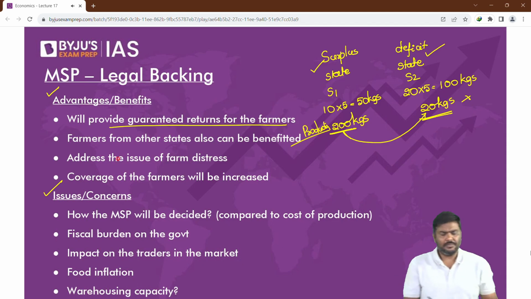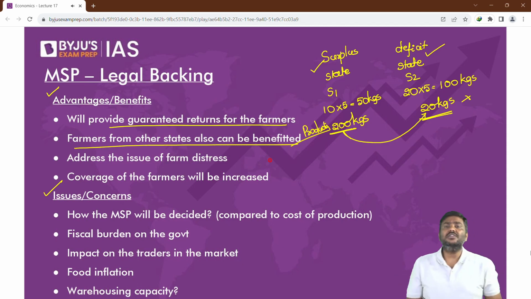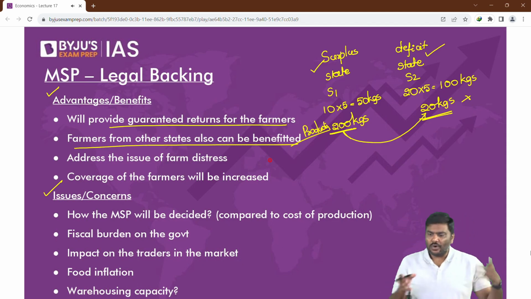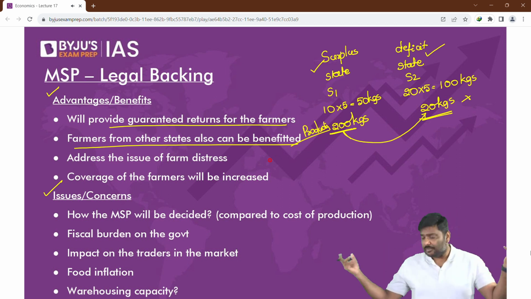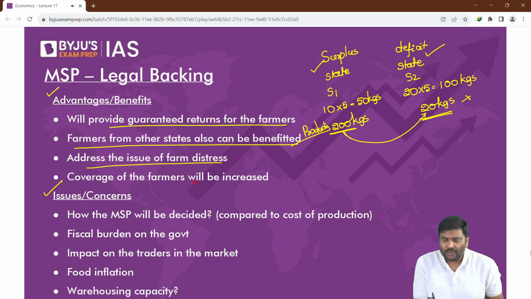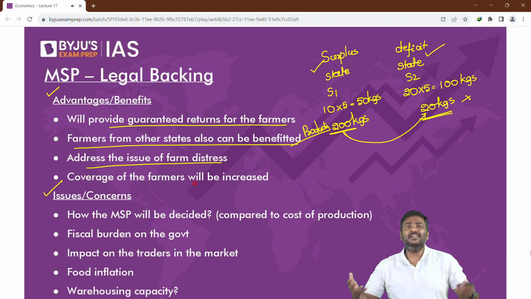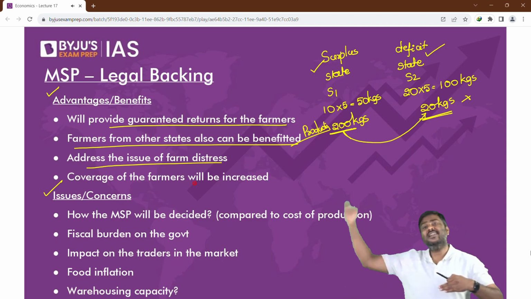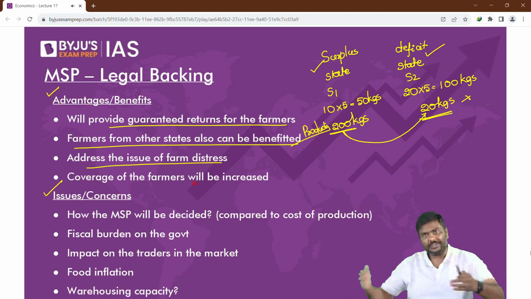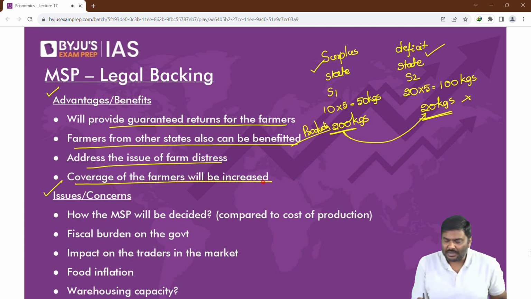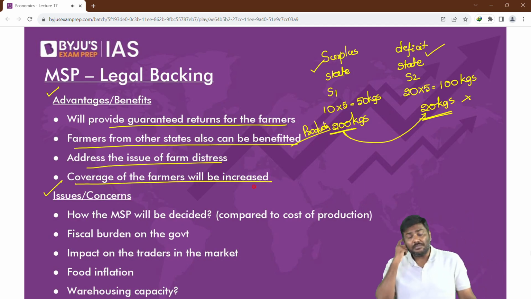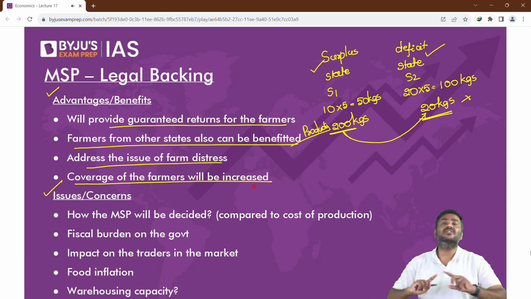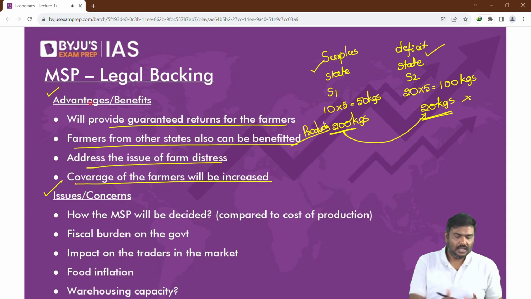A legal MSP will provide guaranteed returns to the farmers irrespective of the market price. Farmers from other states will also get the benefit now. Rather than being focused only on the surplus state, all the states will be focused. It will address the issue of farmer distress. Lots of farmers take loans and cultivate; market prices crash, they take another loan and fall into heavy debt. Then there is coverage of the farmers: how many farmers will be covered under this? Overall in India, the coverage of farmers will improve because of this.